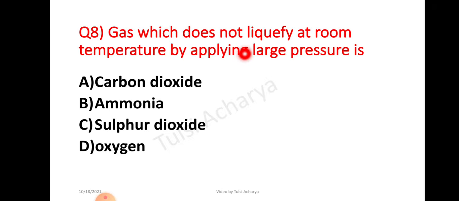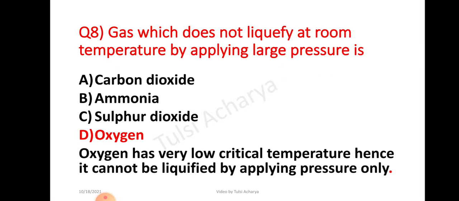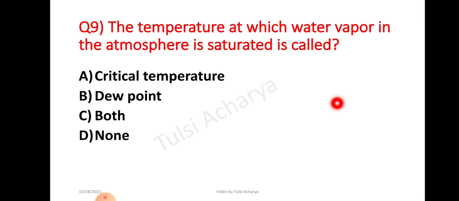Gas which does not liquefy at room temperature by applying large pressure is. That gas is oxygen gas. Oxygen gas has a very low critical temperature, hence it cannot be liquefied by applying pressure only. So option choice D is the correct one. Now let's move to question number 9.